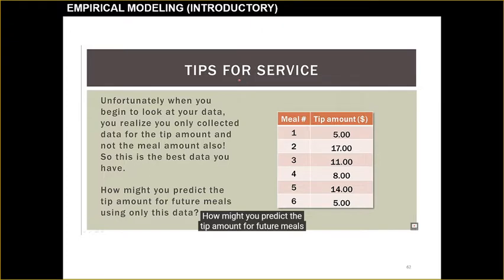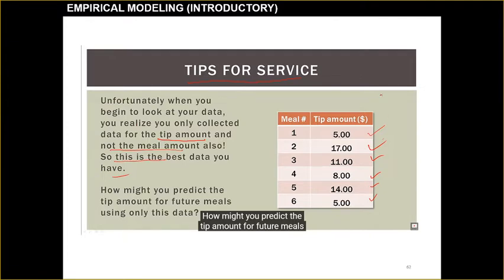Okay. Now, come to tips for the service. Unfortunately, when you have begun to look at your data, you realize that you only collected data for the tip amount and not for the meal amount also. So this is the best data you have. First you started collecting data, you only collected the tip amount, because the owner did not give that data to the waiter, you should not need to know how much it is. So he said okay brother, no problem. We have taken 6 data points, whatever he received during the day, he collected it.